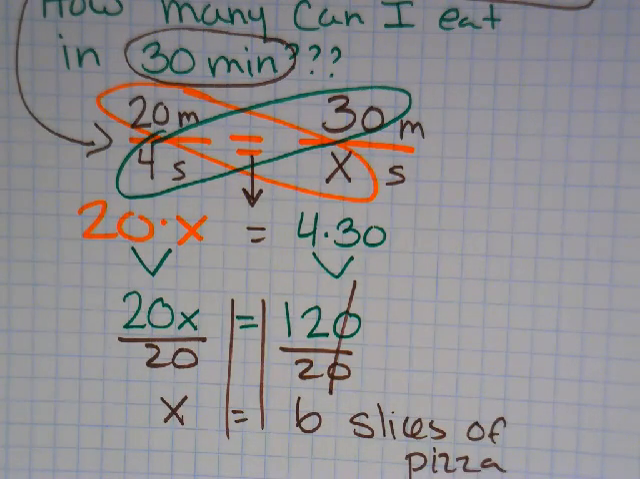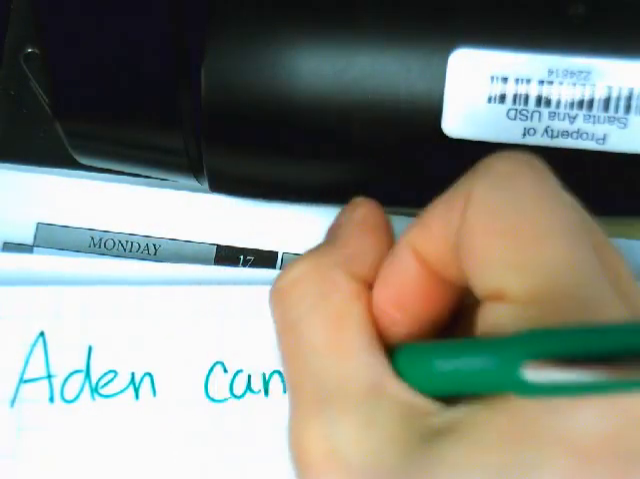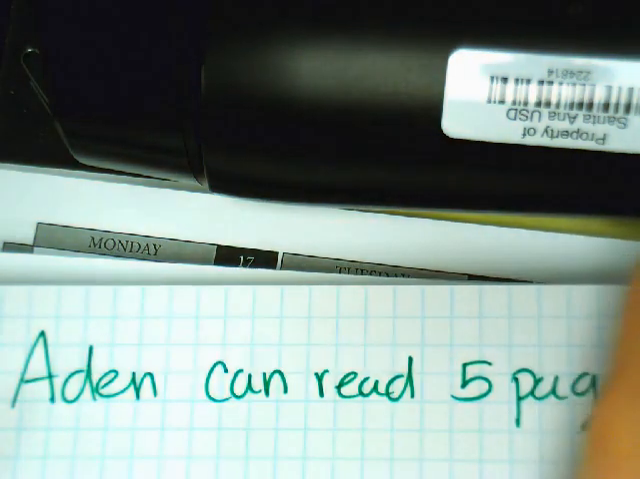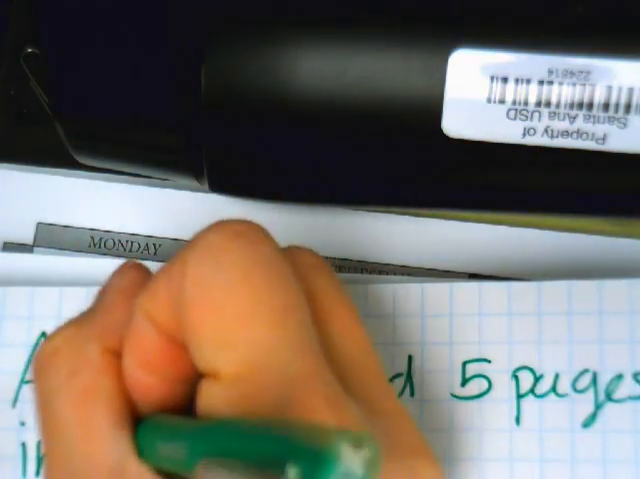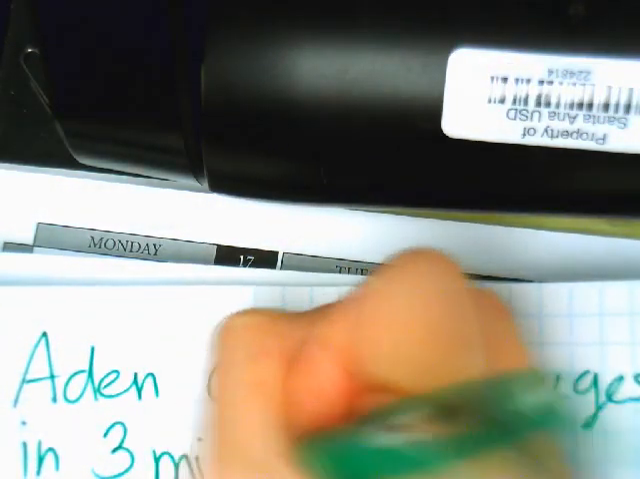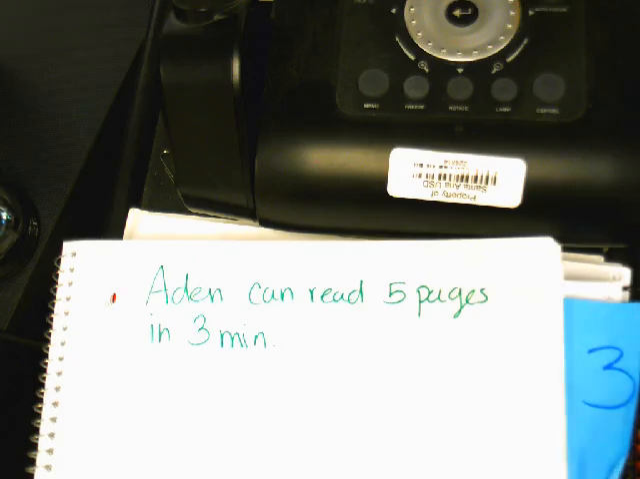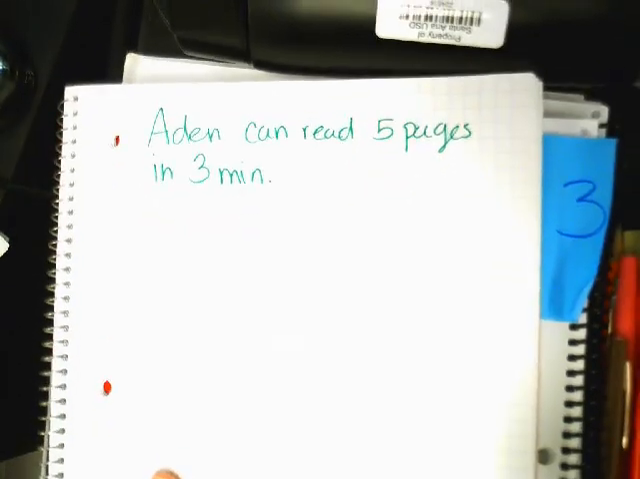All right. Aiden. We're going to use Aiden for my next example. Aiden can read 5 pages in 3 minutes. All right. Aiden can read 5 pages in 3 minutes.